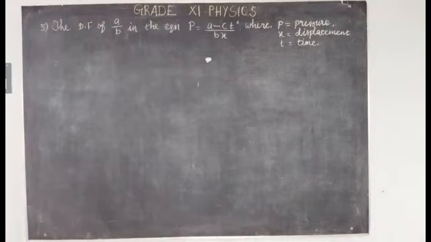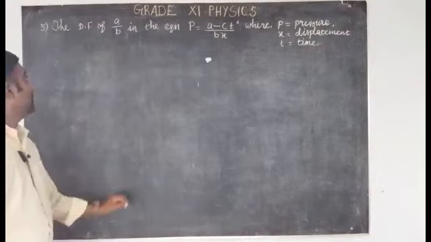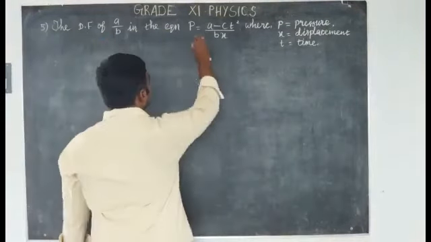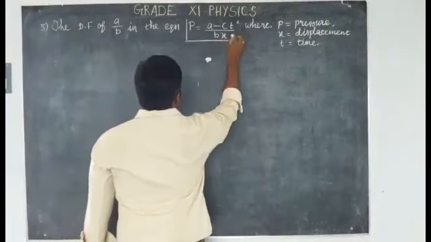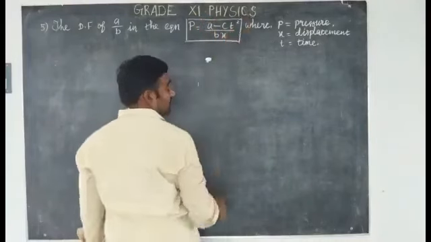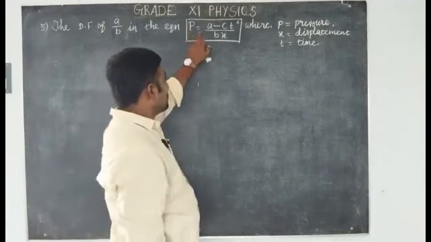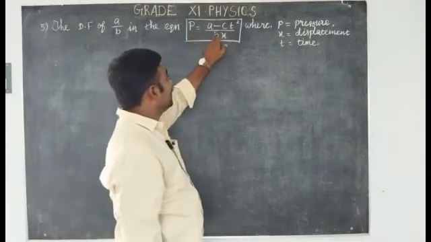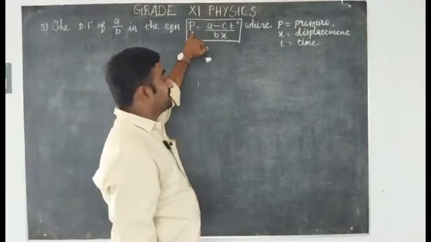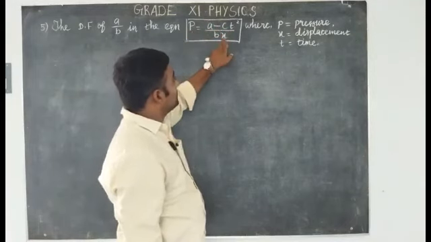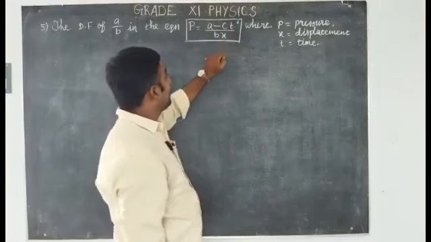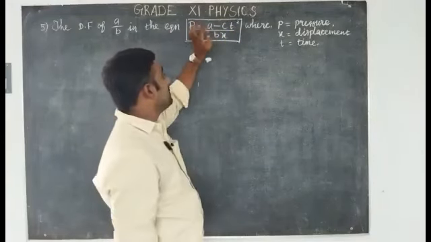Now question number 5, look at the question. The dimensional formula of A by B in the equation. This is the given equation. Here P represents the pressure. So pressure is equal to A minus Ct square divided by Bx. In this relation, P denotes the pressure, X denotes the displacement and T denotes the time. We need to find the dimensional formula of A by B.